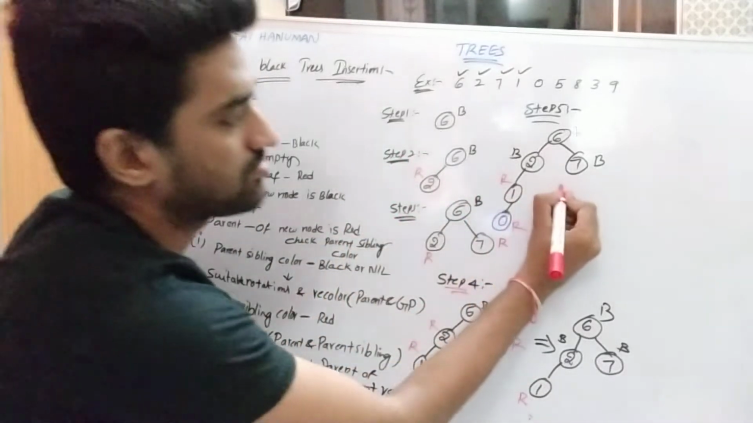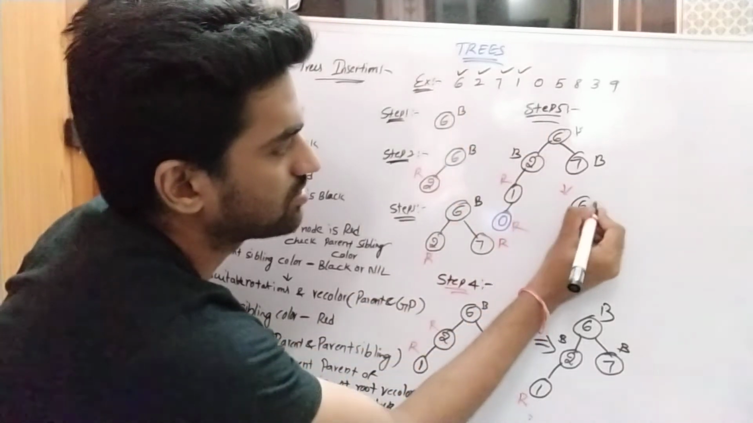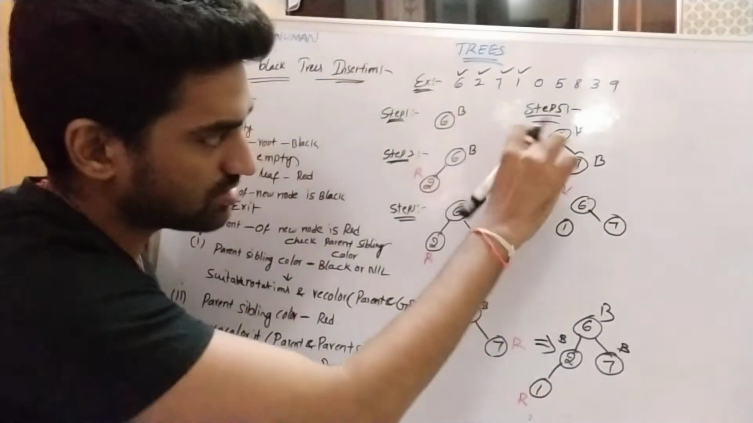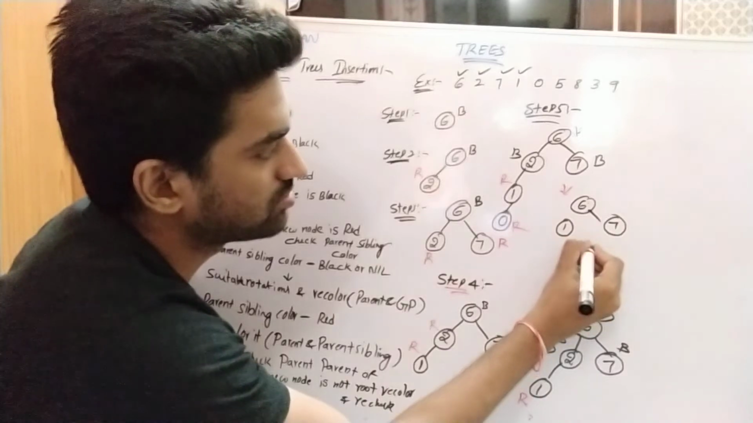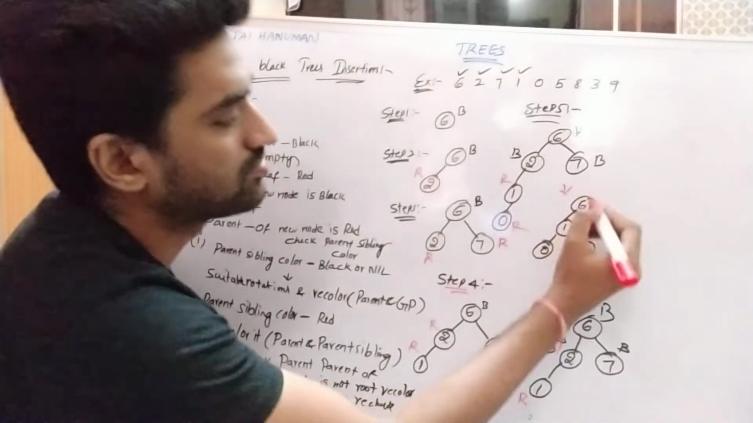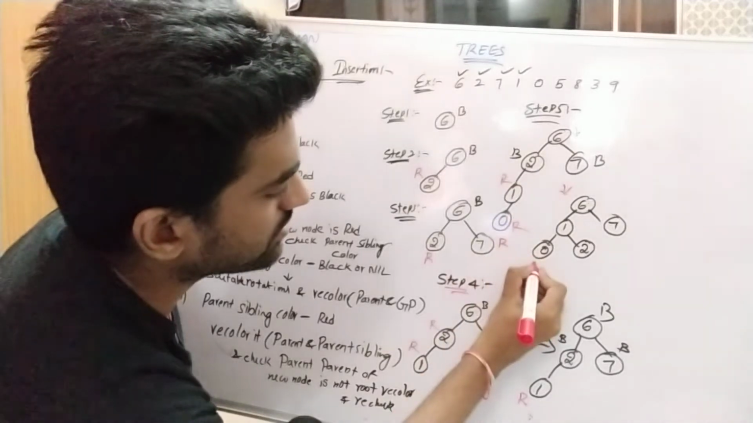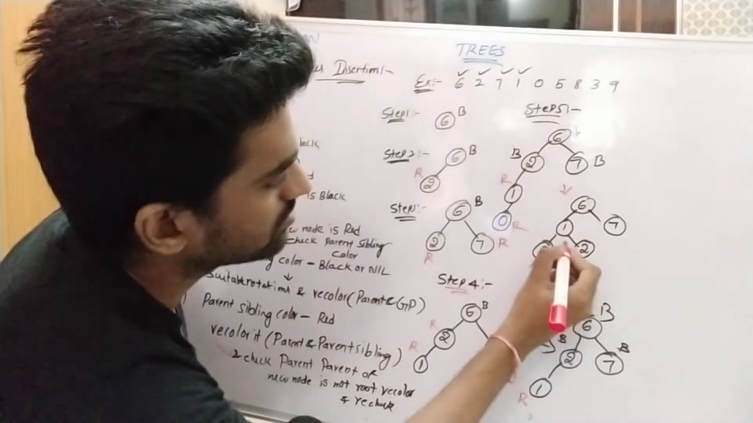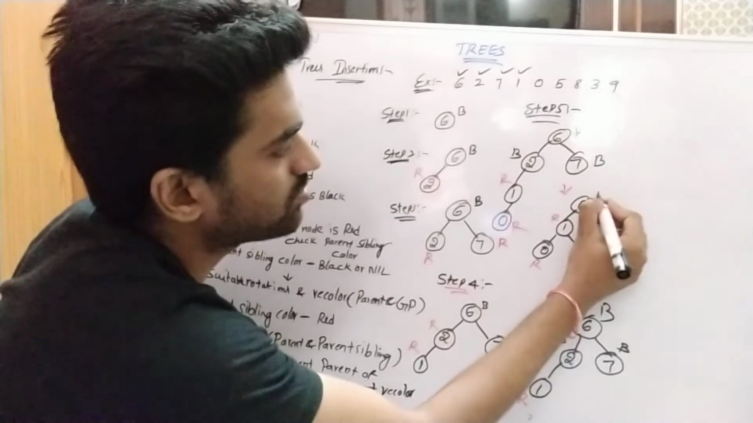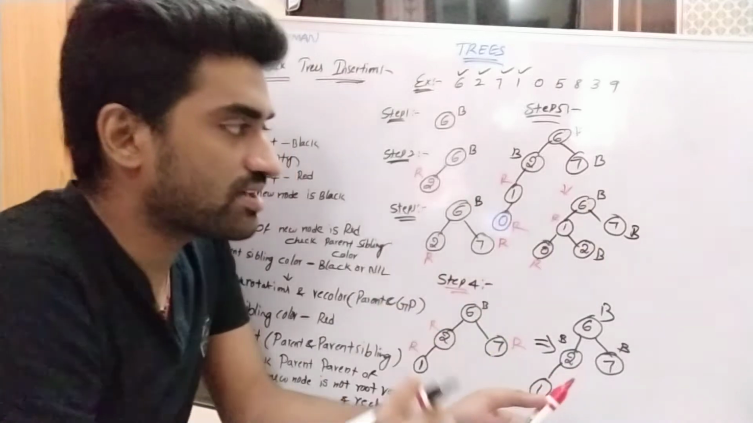Now the tree becomes like this. Six, 7, 1, and towards the right 2, 0. Now 0 is red, 1 is red, 7 is black, 6 is black, 2 is also black. So after completion of the rotation, the tree becomes like this.